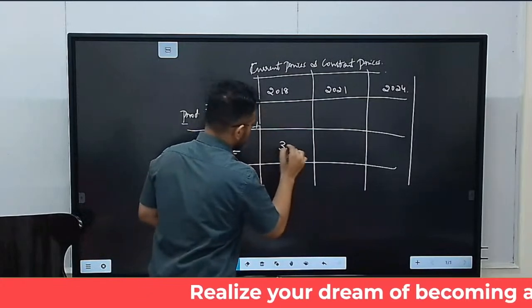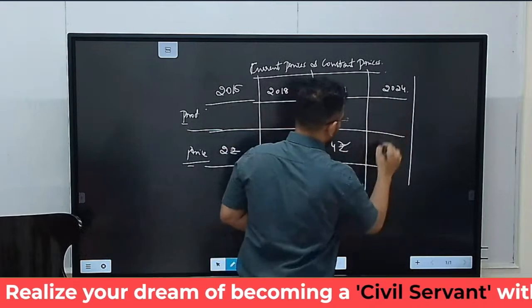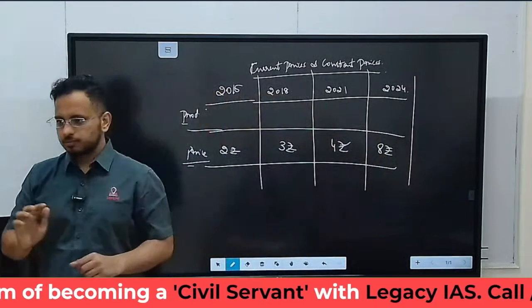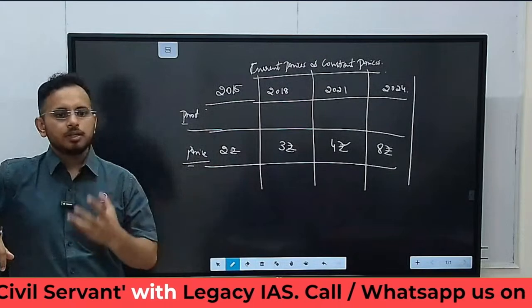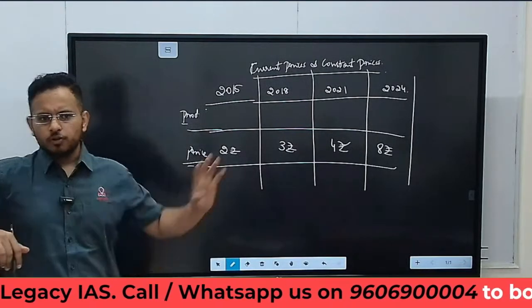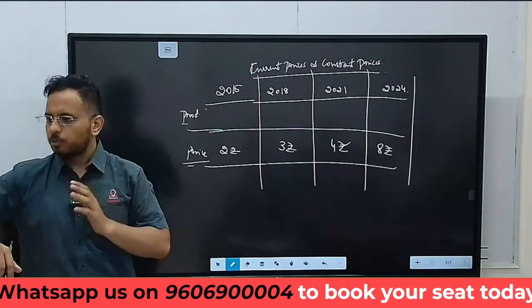2018 it was 3 rupees. 2021 it was 4 rupees. 2024 it will be 8 rupees. Now hypothetically imagine egg is the only product that the entire country is producing. Just imagine, for the sake of understanding this concept, that egg is the only product that we are producing.